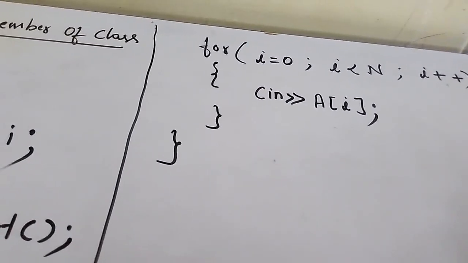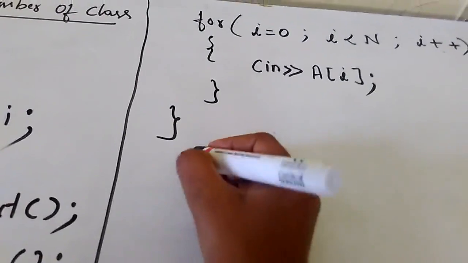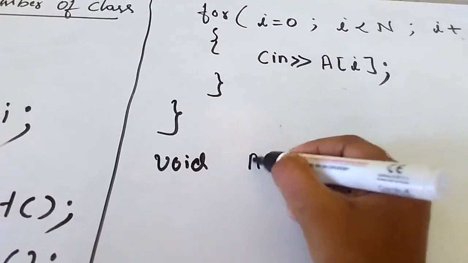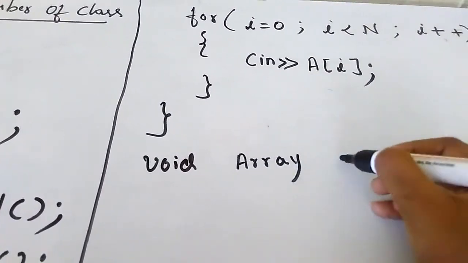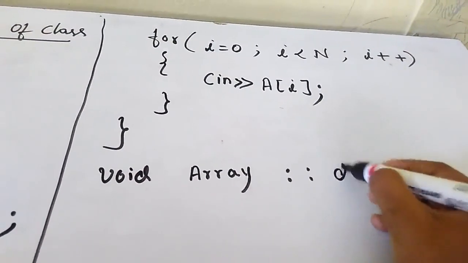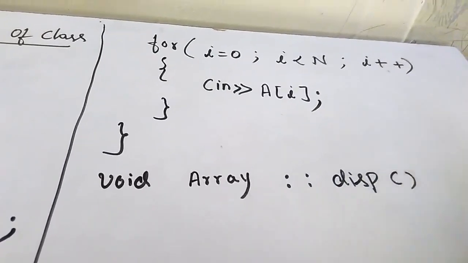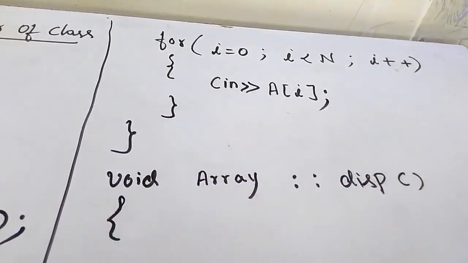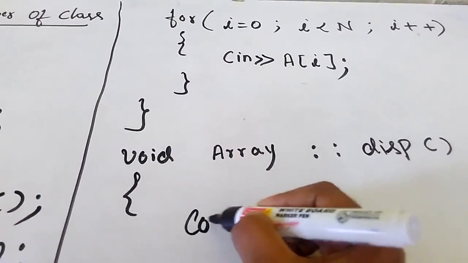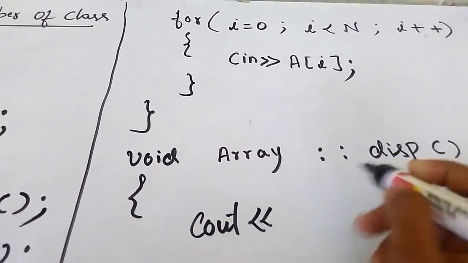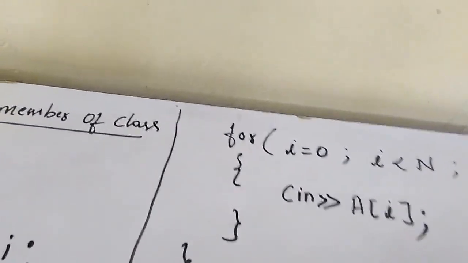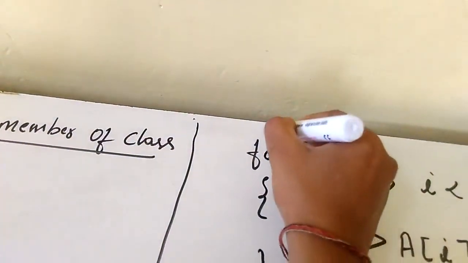Okay. Now one more function is there. Void display. You know the rule. Return type. Class name is array. Scope resolution. Function name. What is the function name here? Disp. Open close parenthesis. Open flower bracket. Okay. Now see out. So I forgot one statement here before the for loop.